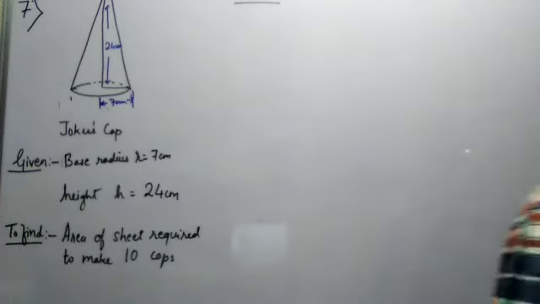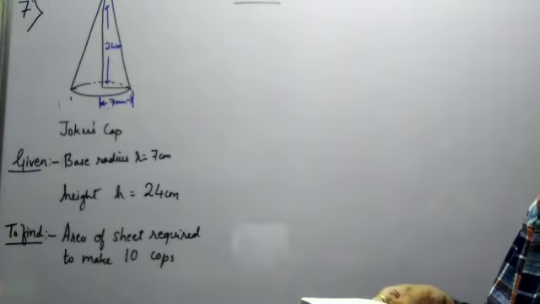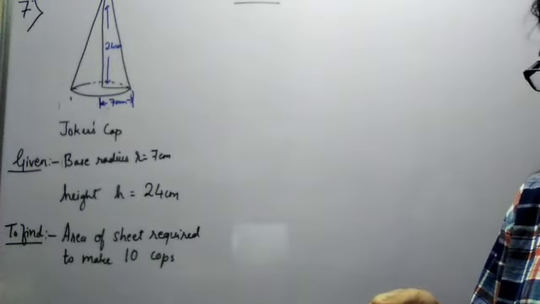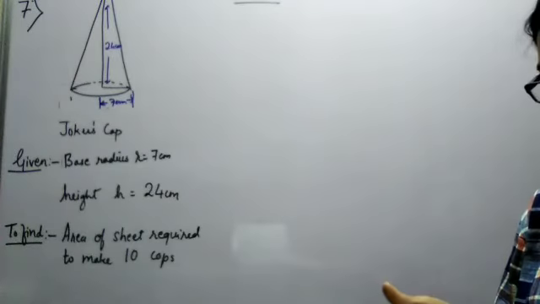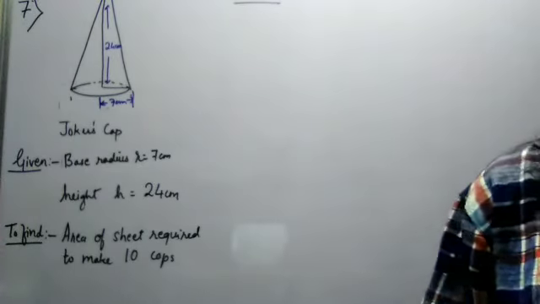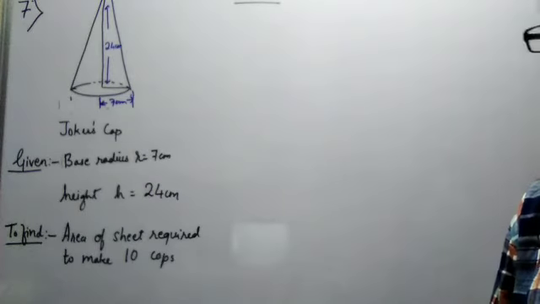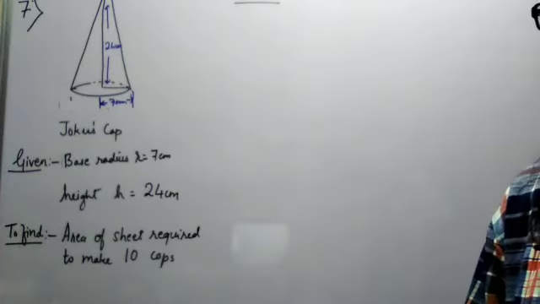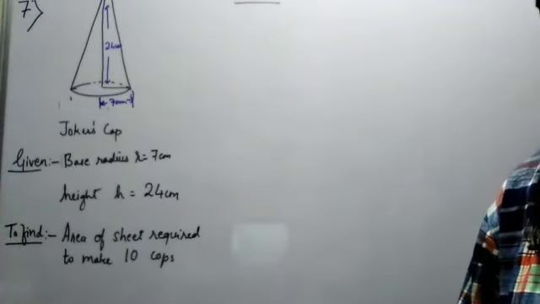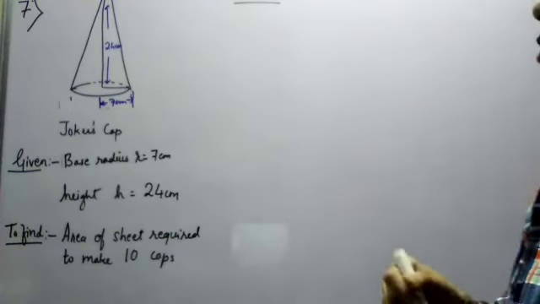Let's see the next problem. A joker's cap is in the form of a right circular cone of base radius 7 cm and height 24 cm. Find the area of sheet required to make 10 such caps. That means 10 times the curved surface area of one cap. For finding the curved surface area, we need L. We have r and h, so we need to first find out L.